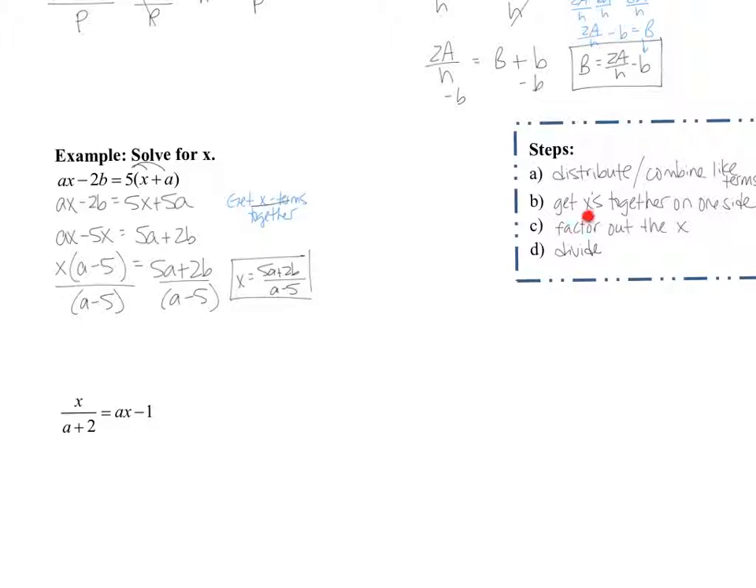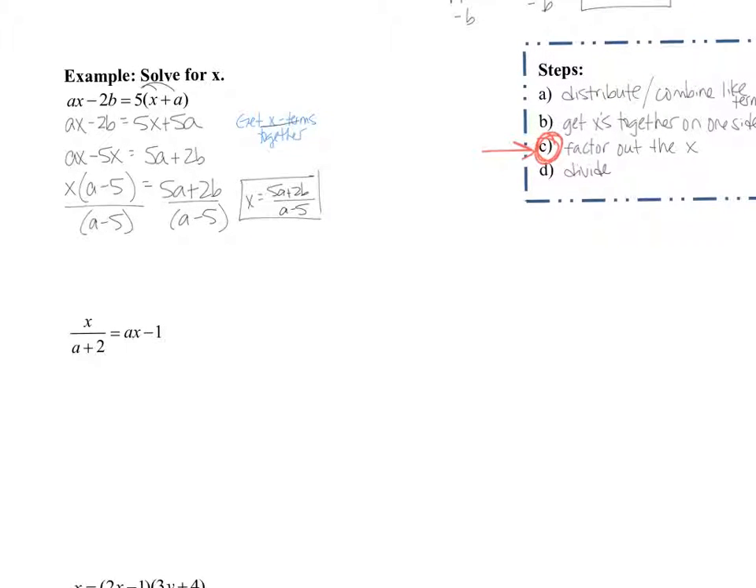But number 2 is to get x's together on one side, and then you've got to get all the other stuff on the other side. And that's what we did here. We grouped our x terms together, and we got everything else on this side so that we could factor out the x. That is the trick. I'm going to put a little star or an arrow next to that one. That's the trick in order to solve stuff that has multiple x's in it. And then all we had to do once we got our x by itself was divide by that factor, and that left us with our answer.